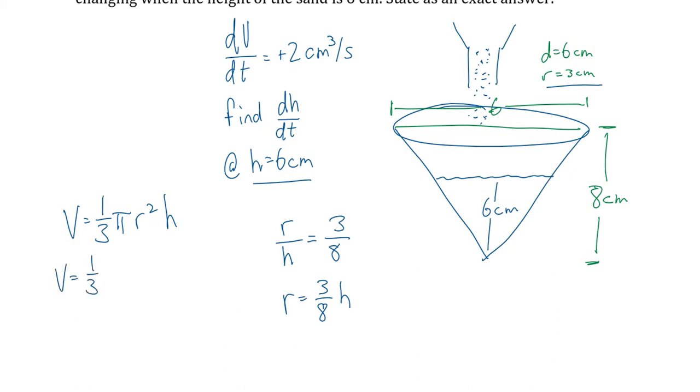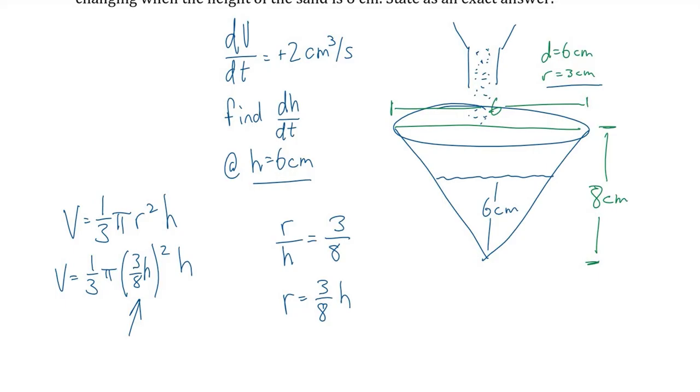Okay, and 1/3 pi, this is where I sub r in, and it's squared, so I've got to do the whole thing like this, squared, and then times h. So now I've got everything written in terms of h and v. There's my r. This is what r was, and this was h, but now it's all in terms of h.